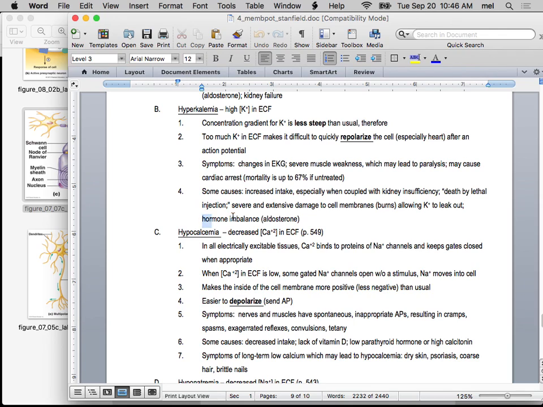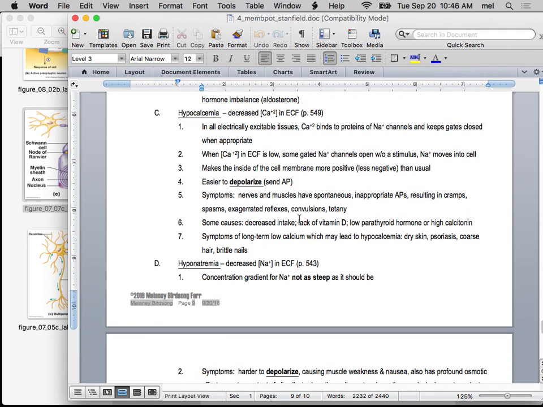Okay, so hyperkalemia. Hyperkalemia can also be due to a hormone imbalance, the same hormone in a different way. Okay, now hypocalcemia.